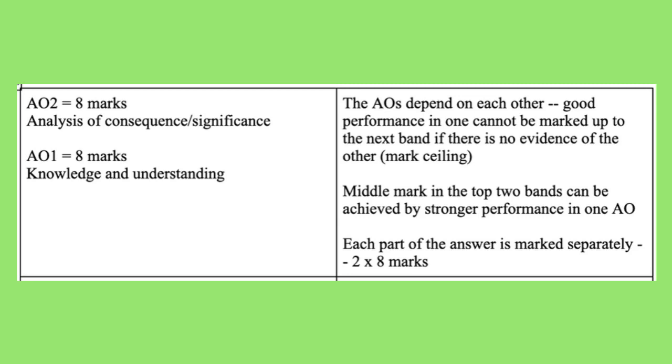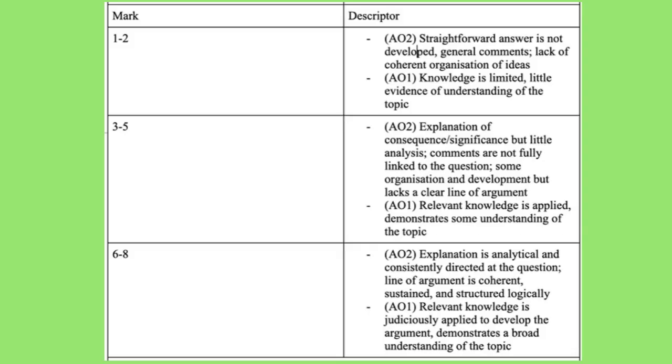8 marks are also awarded for AO1, which is your knowledge and understanding of the topic. So you need to be bringing in evidence from your own knowledge to support your argument for this question. These are the bands for this question. Again, you can find out about these in more detail in the overview video.